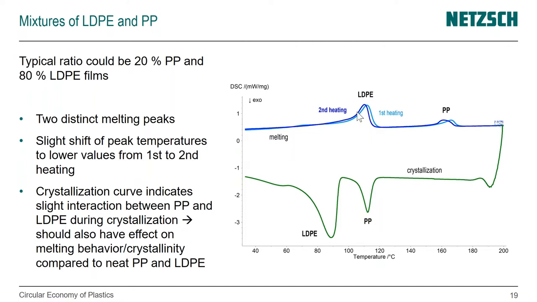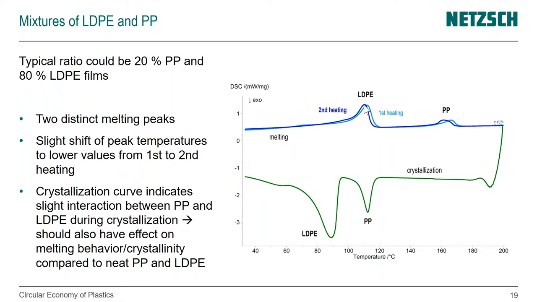We see a slight shift of peak temperatures to lower values from first to second heating. And the crystallization curve that you see here, as we're cooling, PP is crystallizing first, and then right away LDPE is starting. So that's a good indication, and we know that from other researchers, that there is some interaction. PP is acting as a nucleus or nuclei for LDPE, so the crystallization is slightly affected, which has an effect on melting behavior and crystallinity compared to just the neat materials.